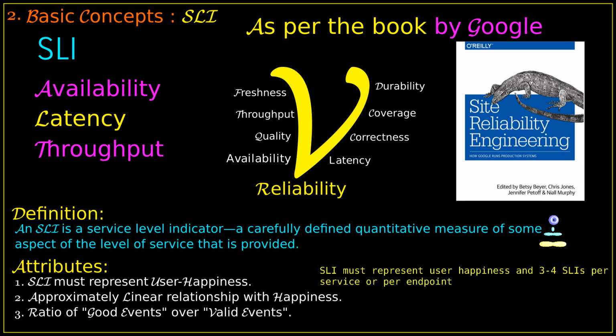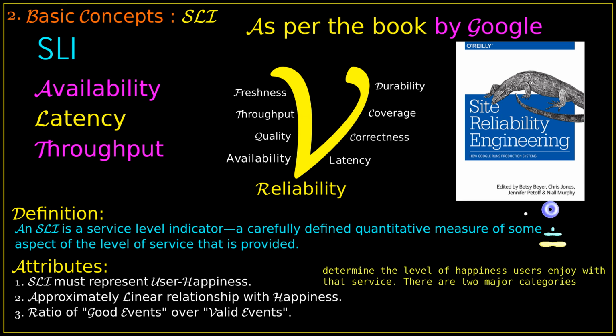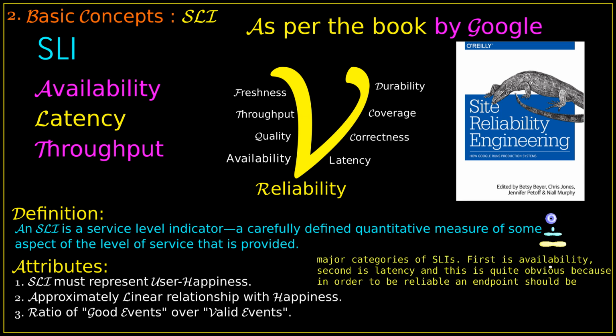SLI must represent user happiness, and 3 to 4 SLIs per service or per endpoint determine the level of happiness users enjoy with that service. There are two major categories of SLI. First is availability, second is latency.